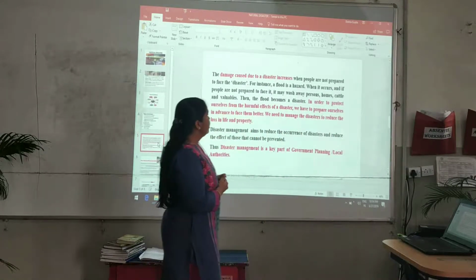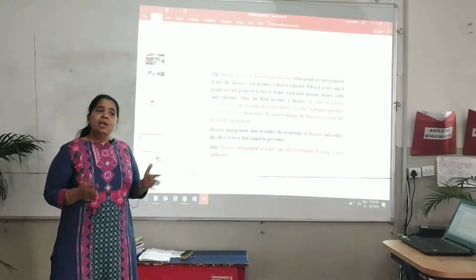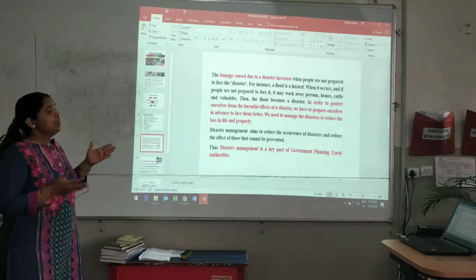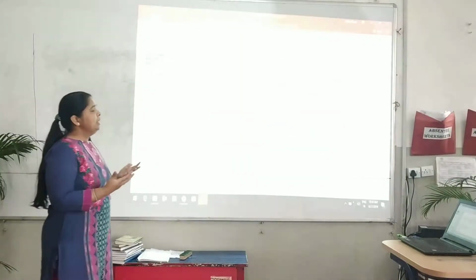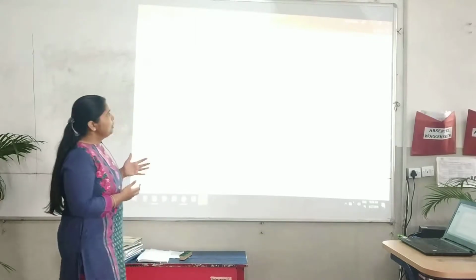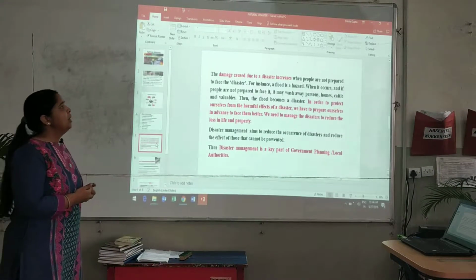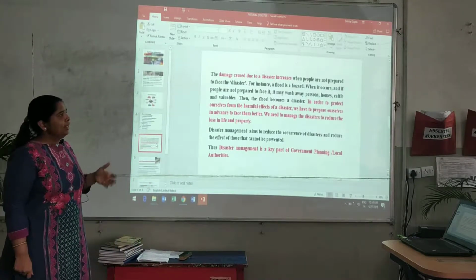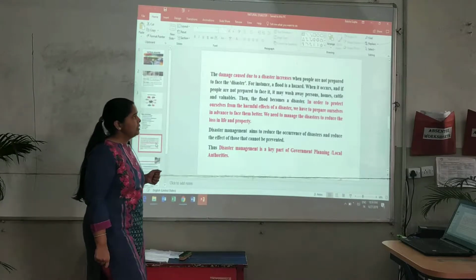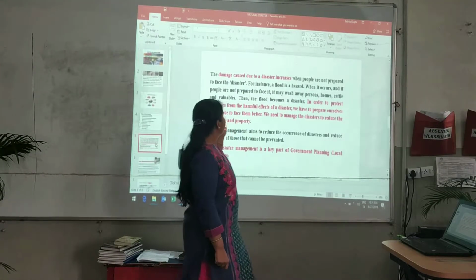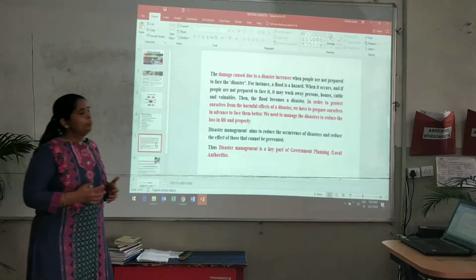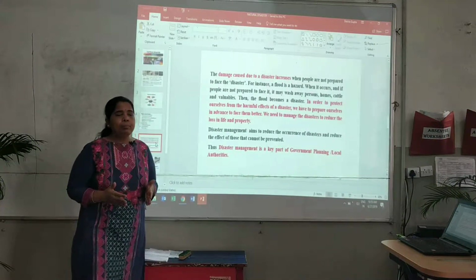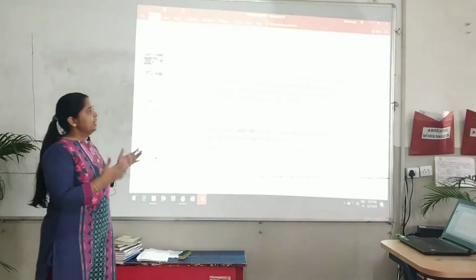The damage caused due to the disaster increases. We cannot control the natural disasters, but if we are not prepared to handle them, it is more disastrous. So the damage caused due to the disaster increases when the people are not prepared to face the disaster. For instance, a flood is a hazard when it occurs, but if people are not prepared to face it, it may wash away persons, homes, cattle and valuables. Then the flood becomes a disaster. A hazard still can be controllable, but if we are not prepared, we cannot control it, then it becomes a disaster.